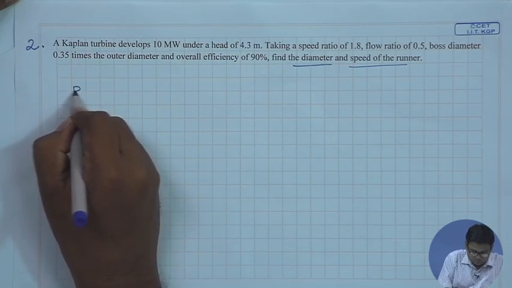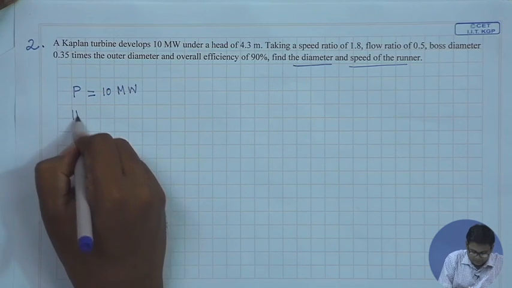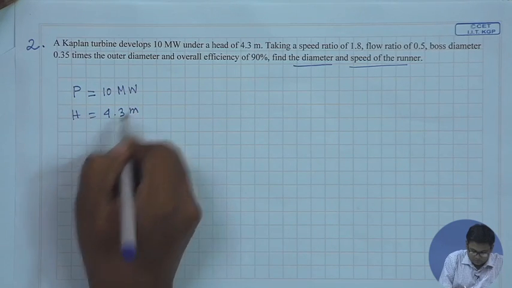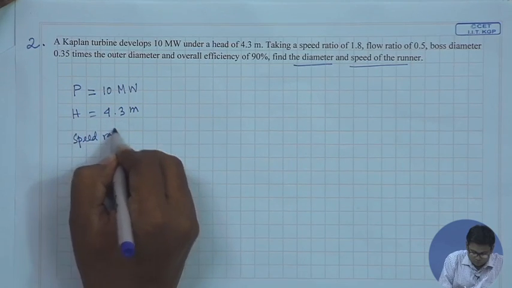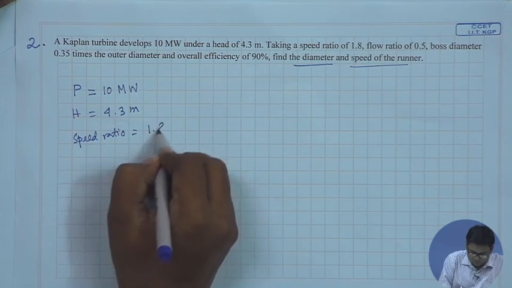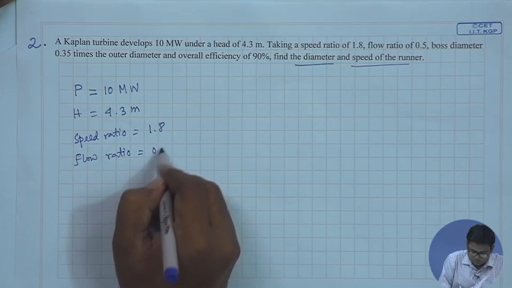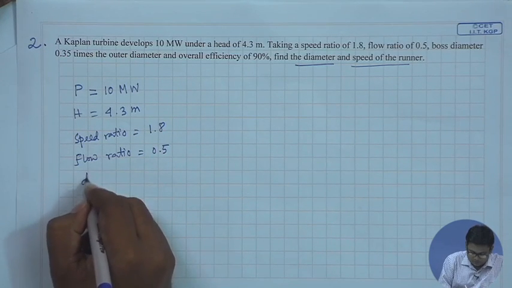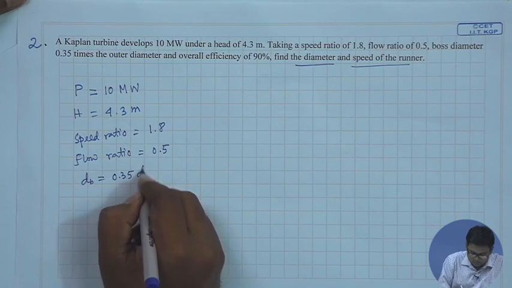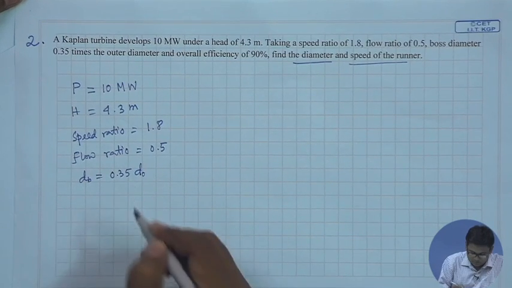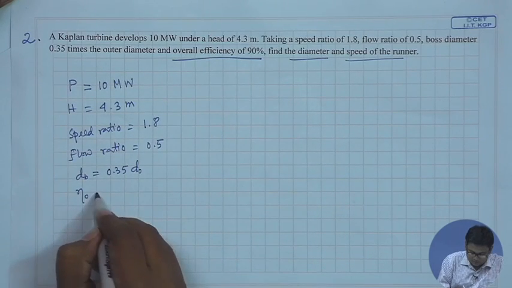So the power output is given as 100 megawatt, head is 4.3 meter, speed ratio is 1.8, flow ratio is 0.5, and boss diameter, let us represent this by dB, is 0.35 times the outer diameter, let us represent it by DO, and also it is mentioned that the overall efficiency is 90%.